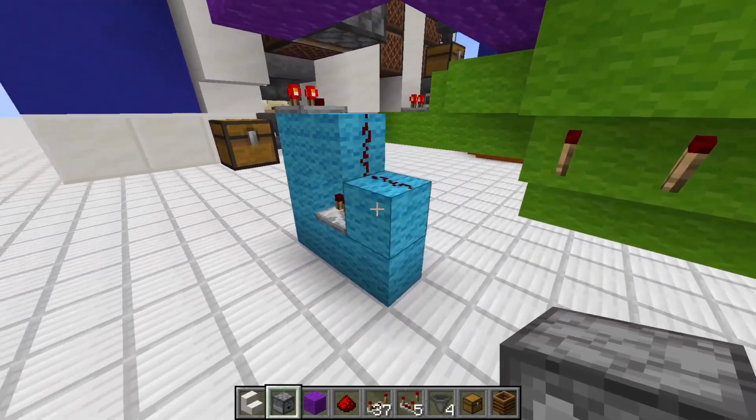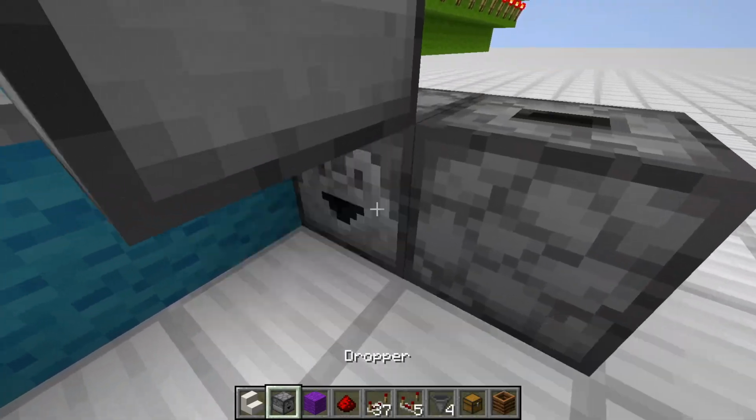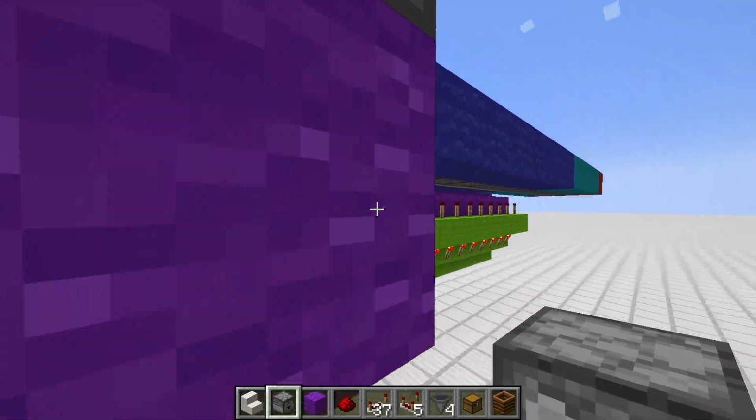Nice. Next up, we're gonna set in our payment system. So we have here a dropper. We have the dropper facing into another dropper, and in the first one we're gonna place in 3 non-stackable items.